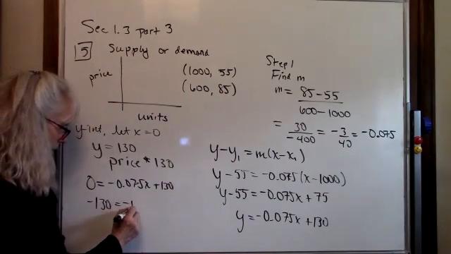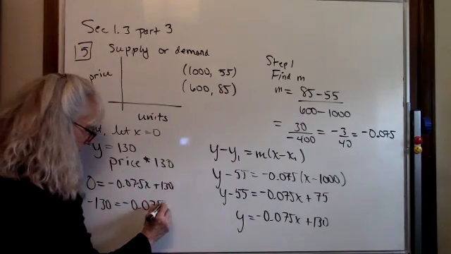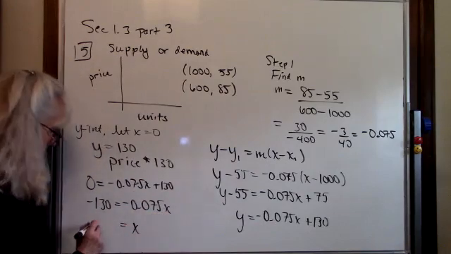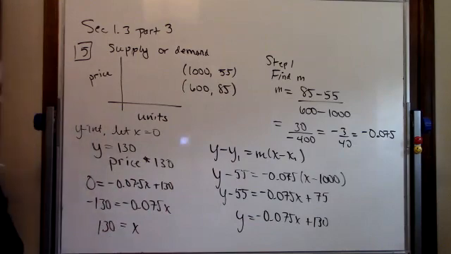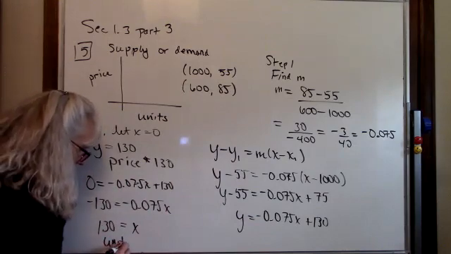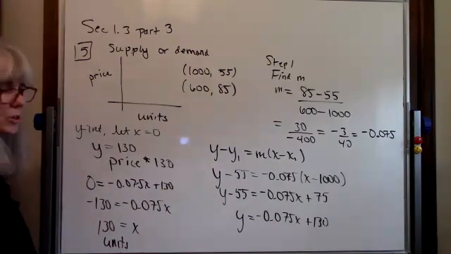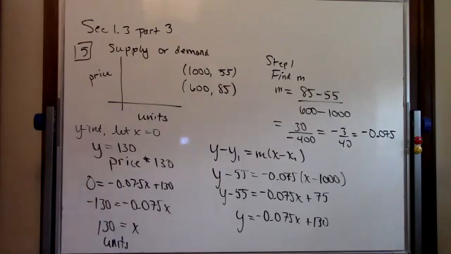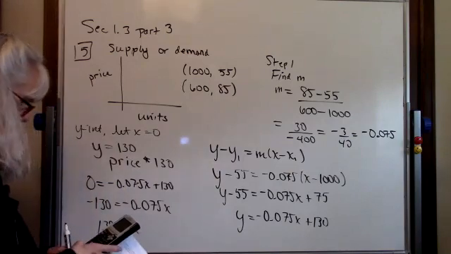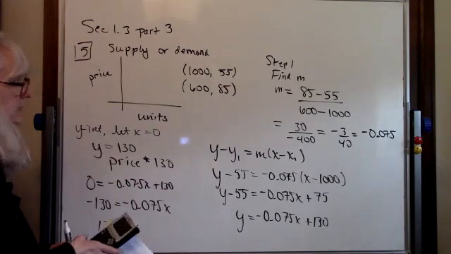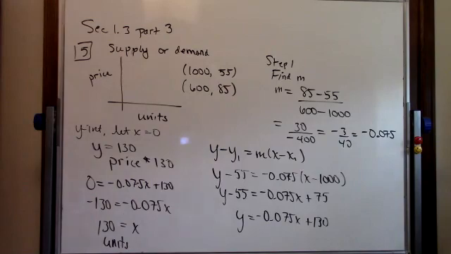Negative 130 equals a negative 0.075x. Dividing out the 0.075 gives us 130. So if we sell 130, there'll be a demand of 130 units if the unit price is 0. I'm going to check that because that doesn't sound right to me. Hang on. I don't think that is right. 130 divided by 0.075 is 1733. Yeah, that didn't make sense.